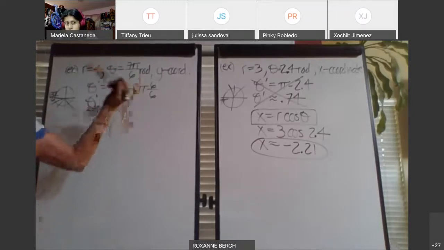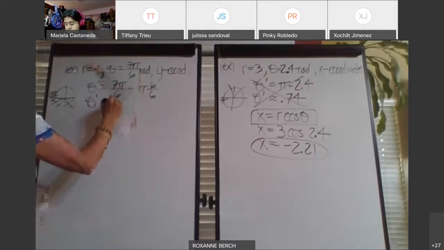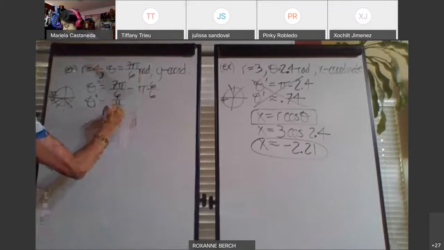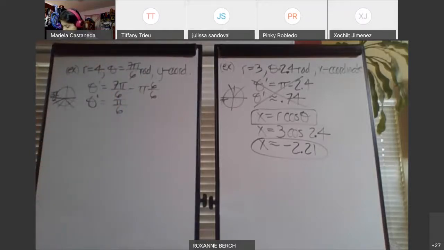So remember, we knew it's pi over 6. So 7 pi minus 6 pi is pi over 6. So we knew that anyway. You didn't have to do that. I'm just making a point about subtracting.